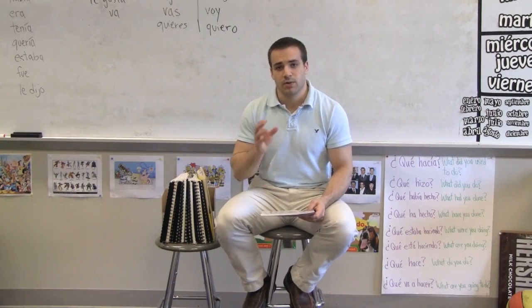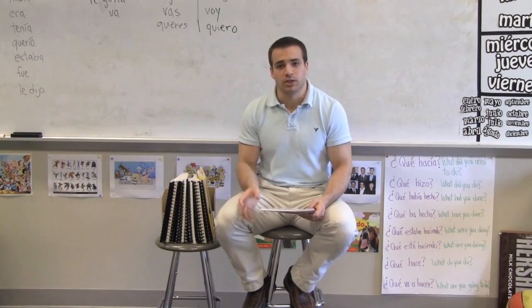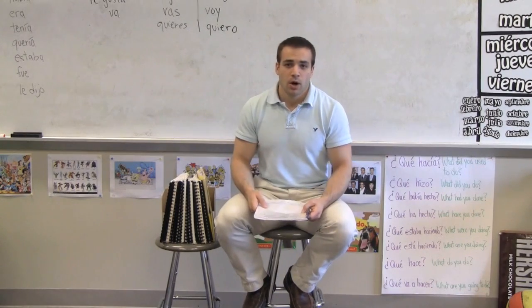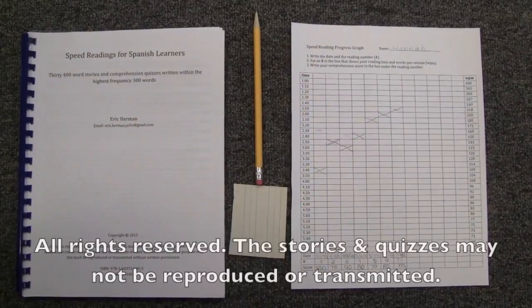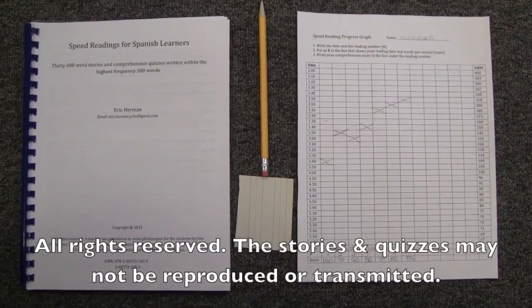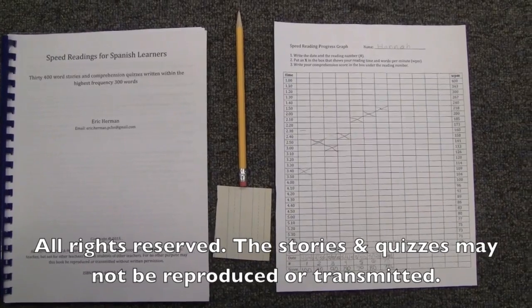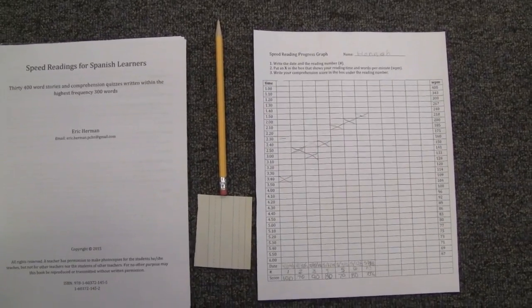In second language and foreign language acquisition research, we see that speed reading is the most effective and efficient means of increasing reading fluency. In order to complete a speed reading, a student needs a copy of the readings, a pencil, a scrap piece of paper, and a graph.